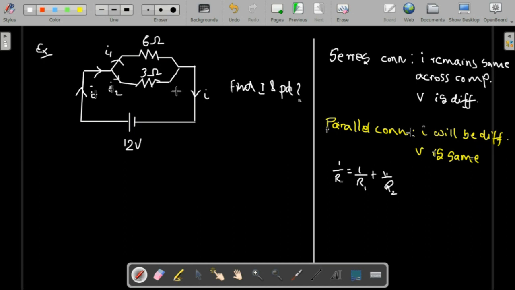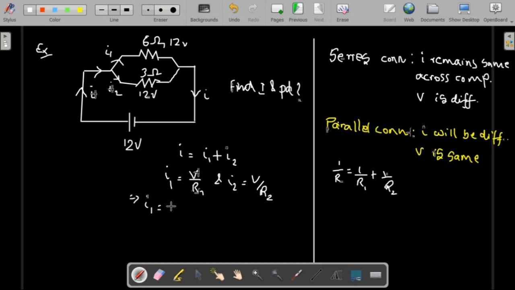The trick would be like this. If we talk about current I, it gets divided in the components and it is I1 plus I2. But what is my I1? I1 is V divided by R1, and I2 is equal to V divided by R2. They are in parallel, so V is the same. If this is 12 volt, across this also it is 12 volt. So it is 12 volt in both cases, which means I can easily find the current without simplifying the circuit.